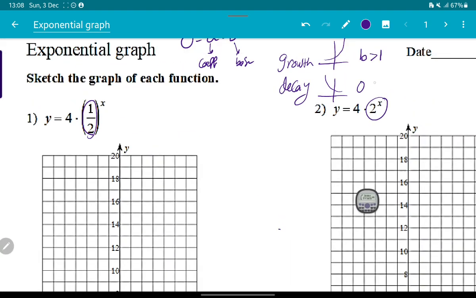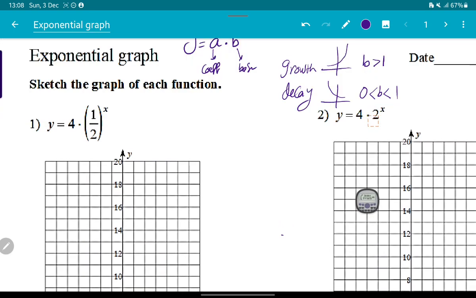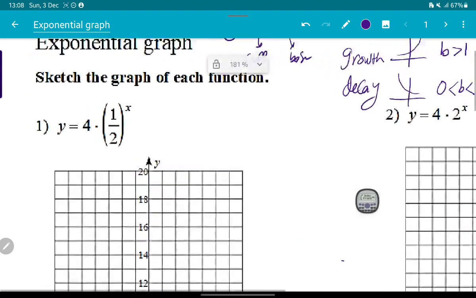If it's between 0 and 1, it means it's a fraction, a proper fraction between 0 and 1. So our graph will be decay, and we expect our graph to be like this. Then let's go to how to graph.